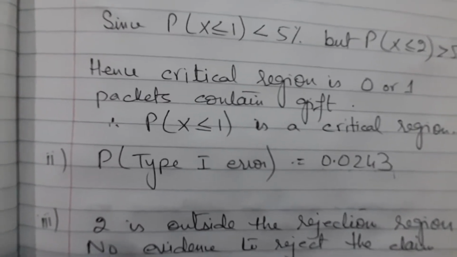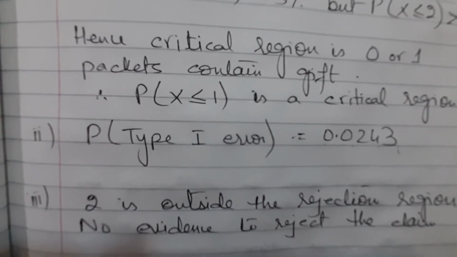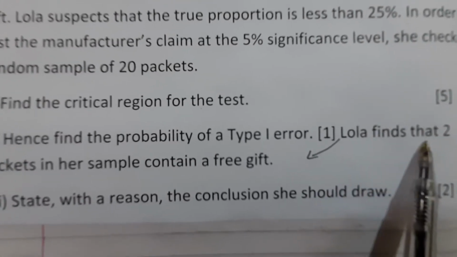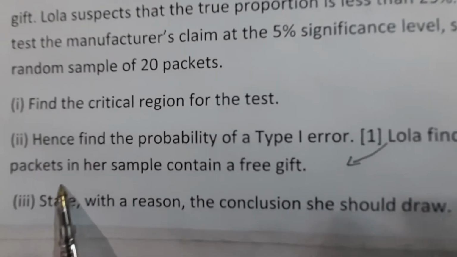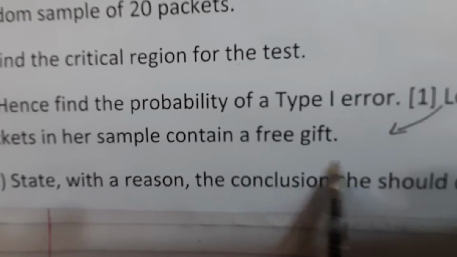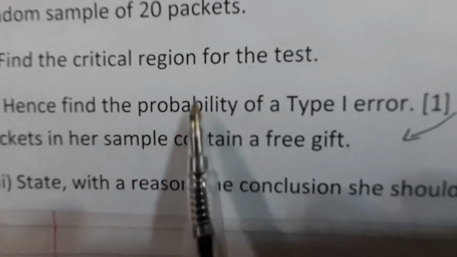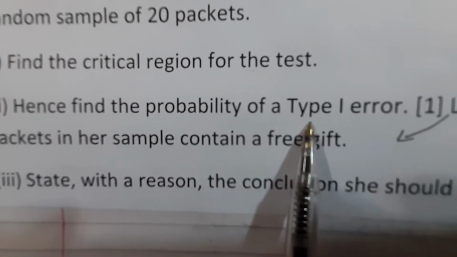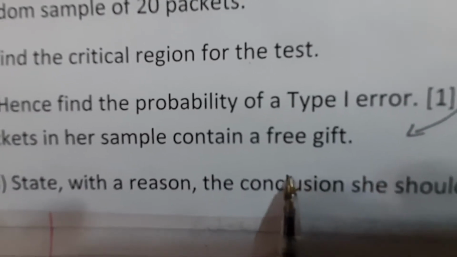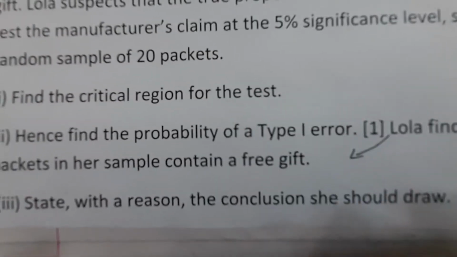So the last part of the question was saying, state with the reason, the conclusion she draws. Let's read the question. The last part says Lula finds 2 packets in her sample contain a free gift. So she found that 2 packets contain a free gift. If this is the case, then what conclusion will she make? Because she has just calculated the probability of type 1 error. Can you think what conclusion she can make if the value of x is 2? Because she said 2 packets contain a free gift.